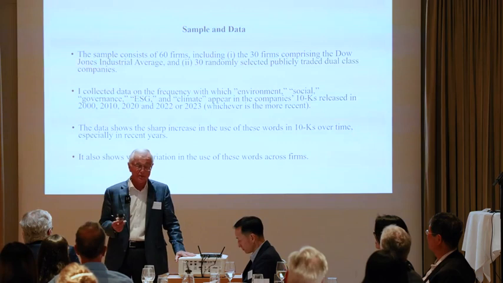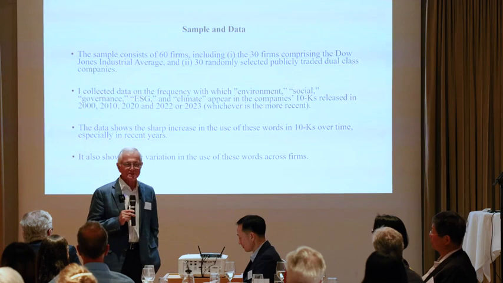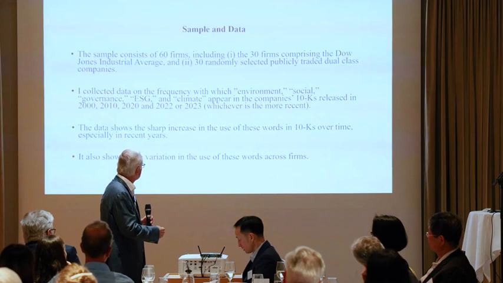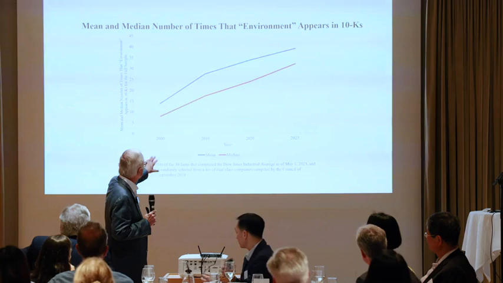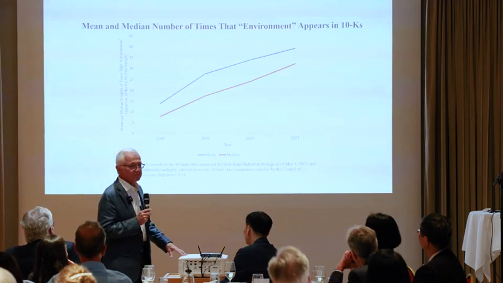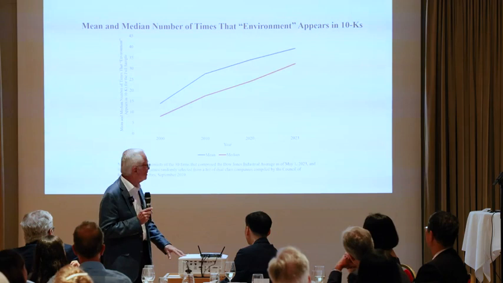And so the data shows two things. One, again, not surprising, that there's been a sharp increase in the frequency with which these words are used, but also that there's been an increase in the variation across firms in the use of these words. I'm not going to bore you with all these graphs, but for example, this is a graph of the mean and median number of times that the word environment appears in the 10-Ks for the full sample of 60 companies. And you can see, obviously, over time, there's a sharp increase. The mean goes from about 15 to 37 over that roughly 20-year period. Median is a little bit lower, but obviously a similar trajectory.